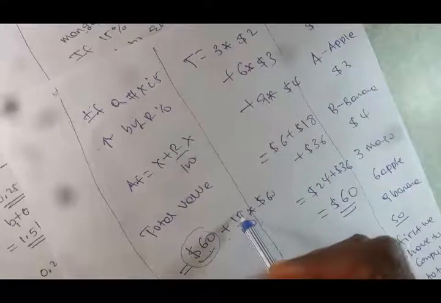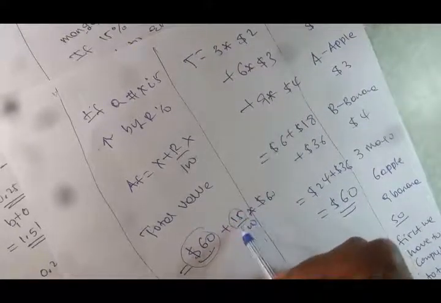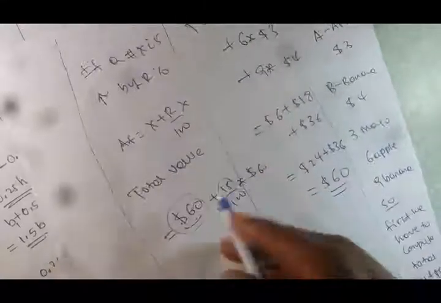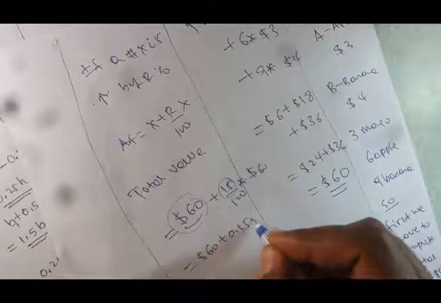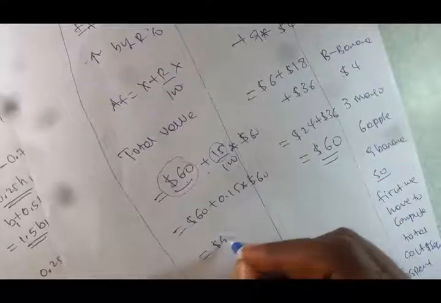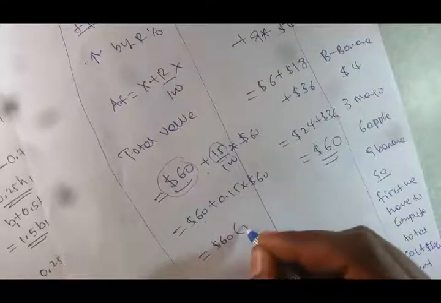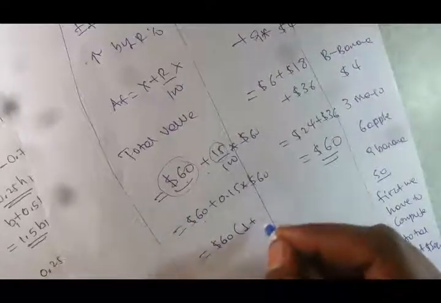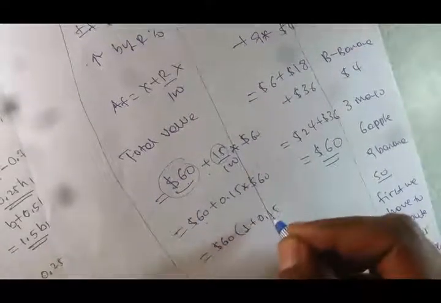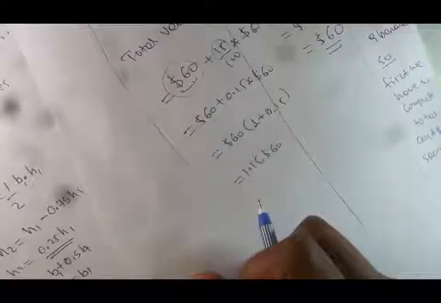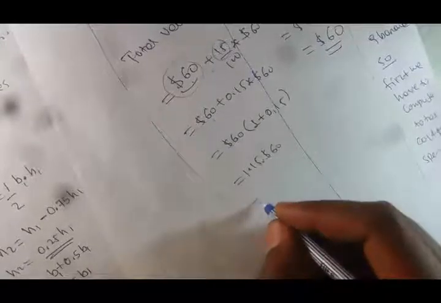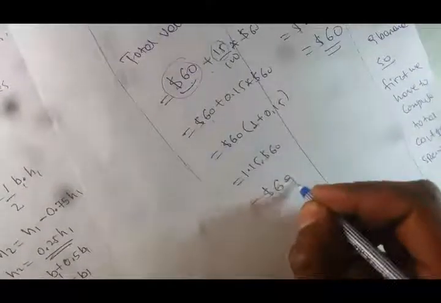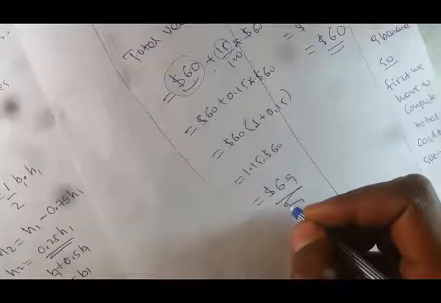And the total amount Tsagu will spend on 3 mango, 6 apple, and 9 banana is $160 plus a 15% sales tax, which means 15 over 100 of $160. This equals $160 plus 0.15 times $160. When we take $160 common, when this number is divided by this, 1 will be left, and when this number is divided by this, 0.15 will be left. This equals 1.15 times $160, which is $184. Tsagu will spend $184.